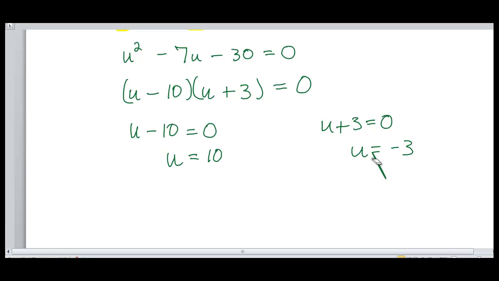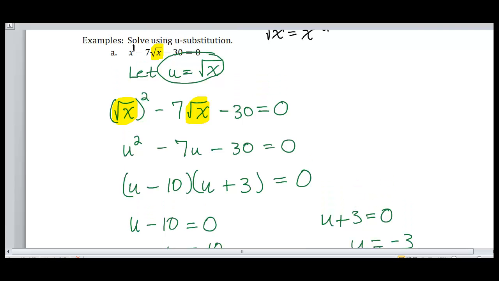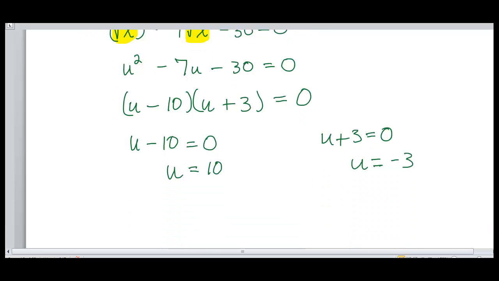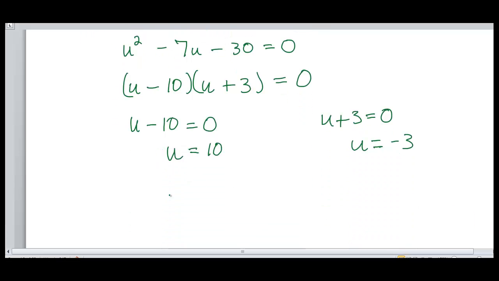And so these would be considered my solutions in terms of u. What we want to do is have our solutions in terms of x, and so we're going to have to remember that we let u equal the square root of x. So if I want to solve these equations for x, I'm going to replace u with the square root of x, so I get the square root of x equals 10, and on this equation to the right, I get the square root of x equals negative 3. Okay. To solve these equations for x, we need to square both sides to get rid of that square root. So when I square both sides here, I get x equals 100.